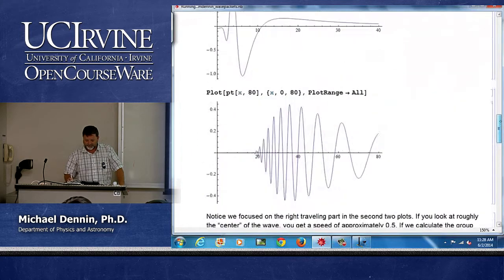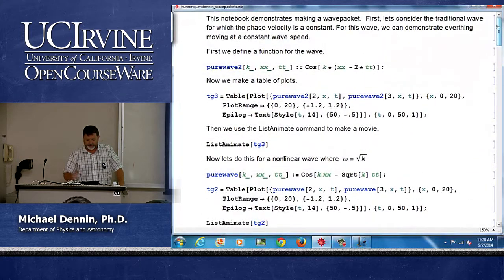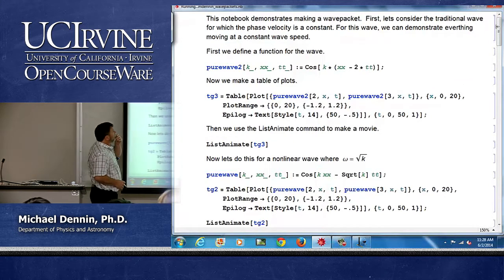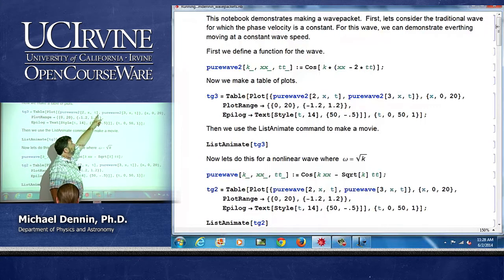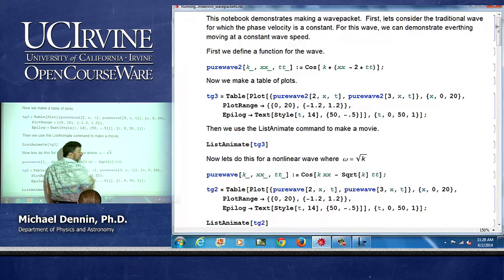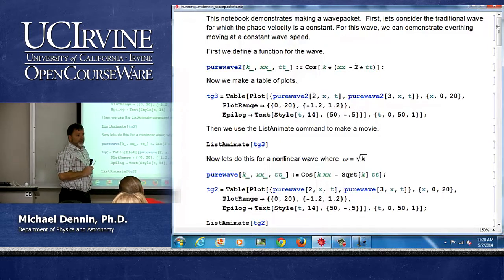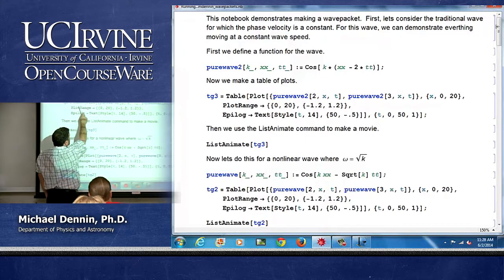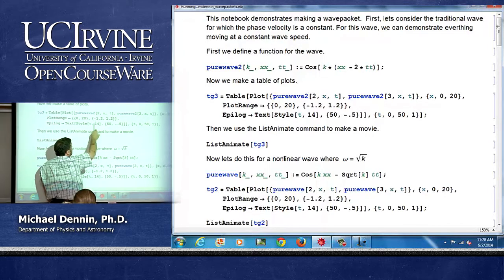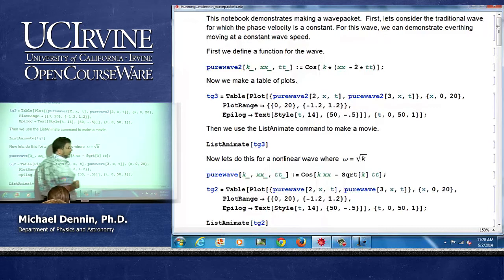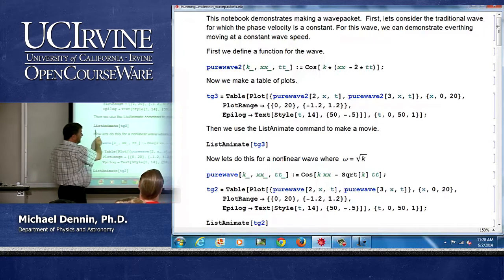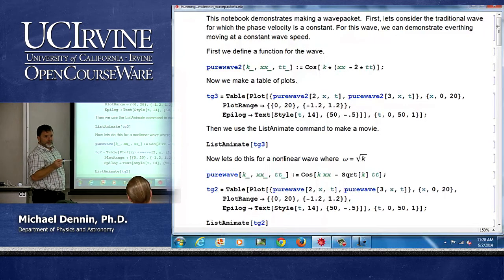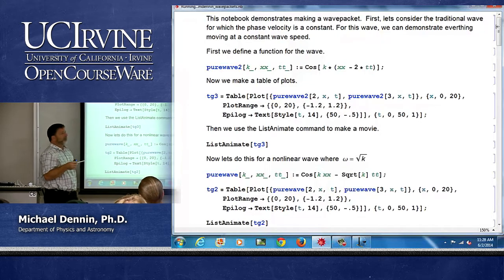And while that keeps running, let me just kind of show you some of the things that we can look at. I can just take a regular normal wave, cosine k x minus 2t. So this is a wave. It'll have different wave numbers, but they all have the same velocity, 2 in this case. I can make a table of plots of, say, one with wave number 2 and one with wave number 3. Now, I'm going to make a table of the plots because I'm going to use ListAnimate to make a movie of them. And this is a file I want you to go back and play with on your own.